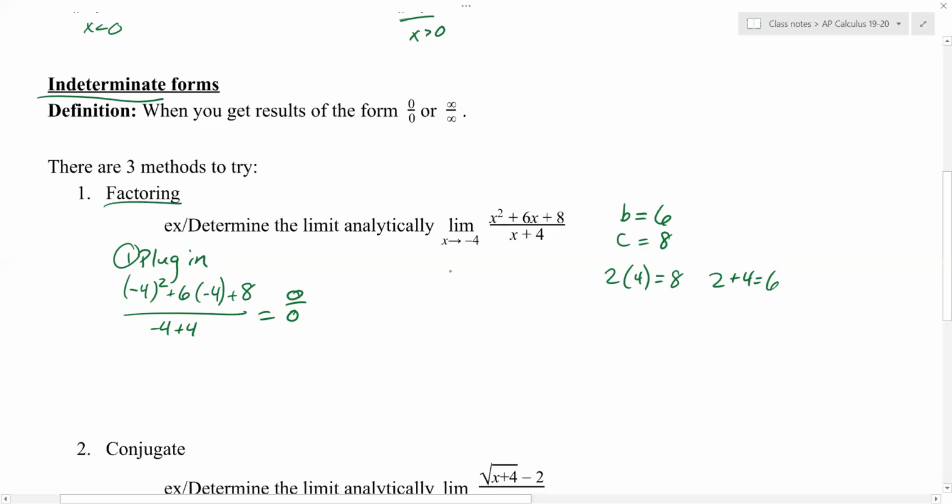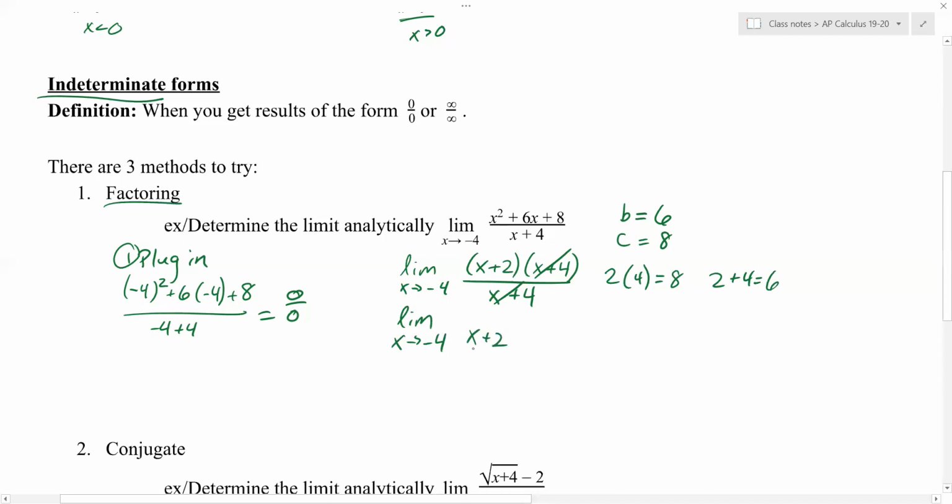So when we factor here, this will be limit as x approaches -4 of x plus 2 times x plus 4 divided by x plus 4. Do you notice anything we can do now? We can cancel. The x plus 4's cancel. So we get limit as x approaches -4 of x plus 2.